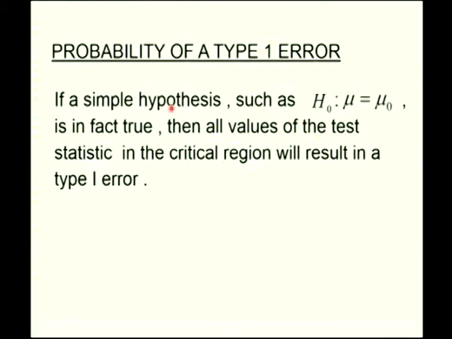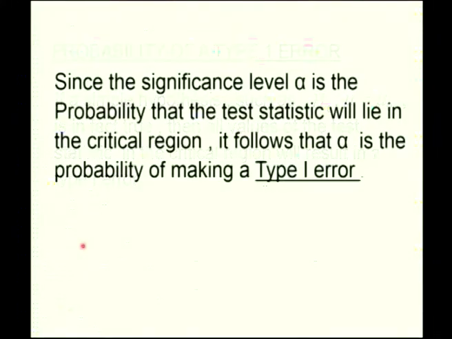So, what is the probability of type 1 error? If a simple hypothesis such as H naught, mu is equal to mu naught, is in fact true, then all values of this test statistic in the critical region will result in a type 1 error. Because in the critical region, H naught is rejected, though H naught is assumed to be true. Since the significance level alpha is the probability that the test statistic will lie in the critical region, it follows that alpha is the probability of making a type 1 error. When the error occurs and since it is a chance, the probability of occurrence of type 1 error is nothing but the significance level alpha.